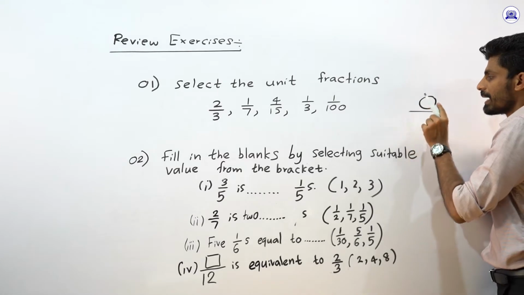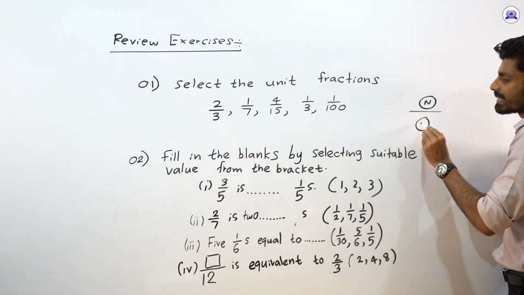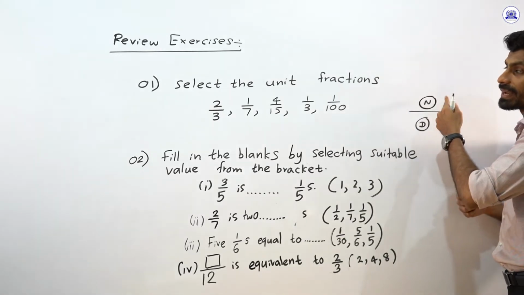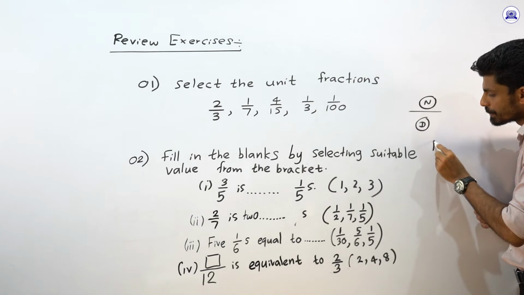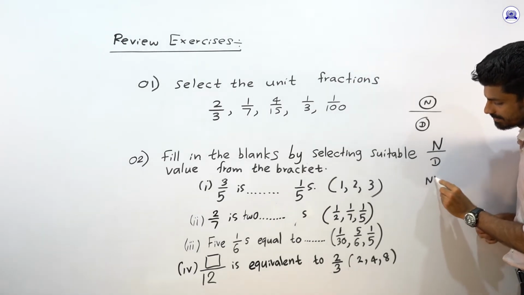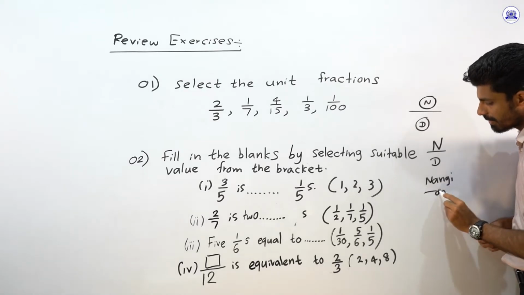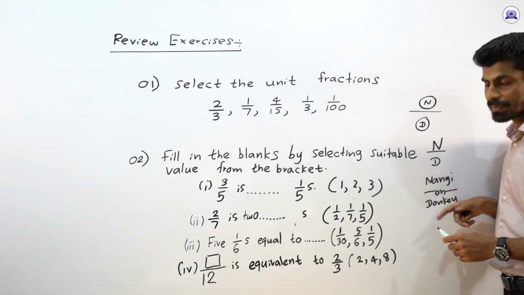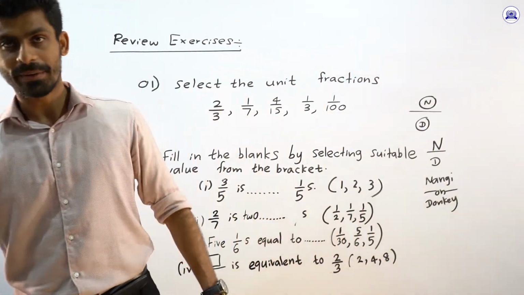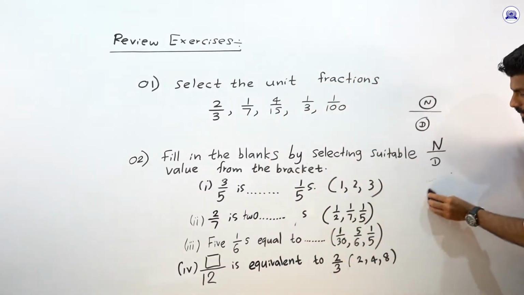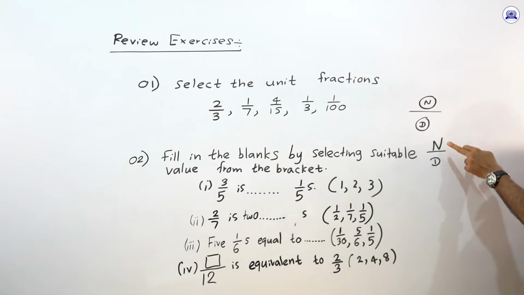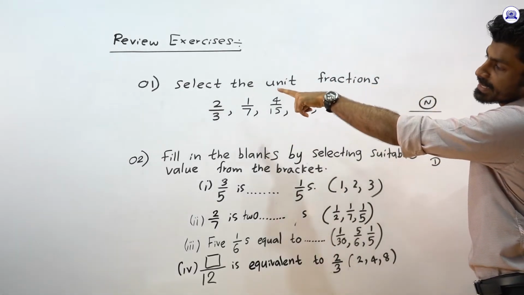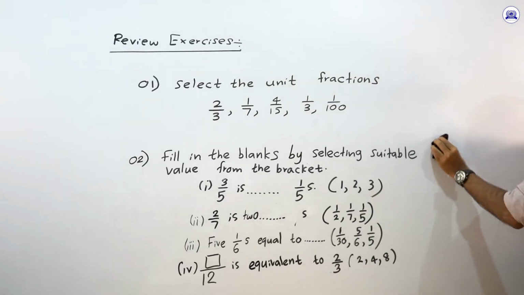Unit fractions means, what is that? The numerator and the denominator. I will tell you a very easy method to remember this. The numerator is the above one, the denominator is the below one. So: Nangi on donkey. N and D. You can easily remember this. Nangi on donkey, not Nangi is donkey. N divided by D, numerator and denominator. N is the numerator. The numerator should be equal to 1, my dear student.